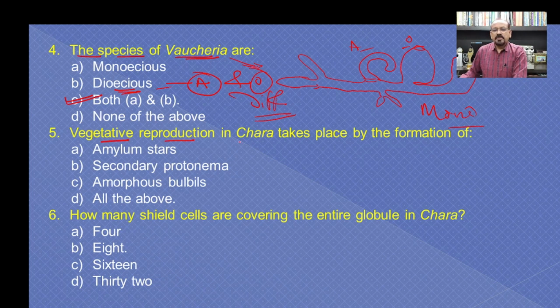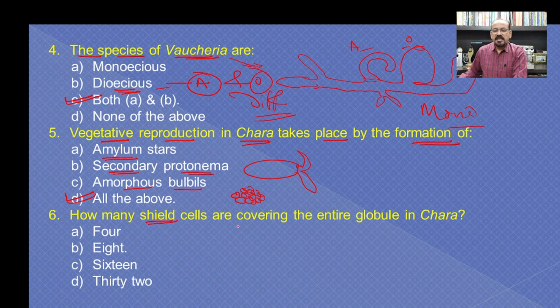Vegetative reproduction in Chara takes place by means of the amylum stars, formed from the nodal region. Then secondary protonema is also formed by Chara. Then amorphous bulbils, that is a bunch of small bulbils, develop either at the nodal region of the axis or even on the rhizoids. So all of the above become the answer for this question.